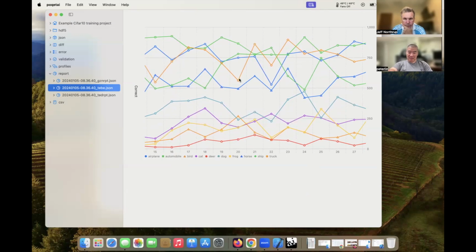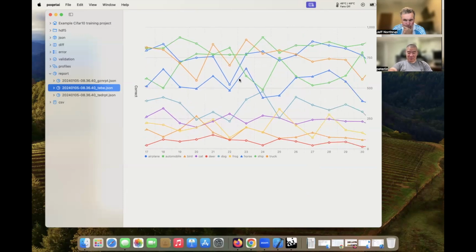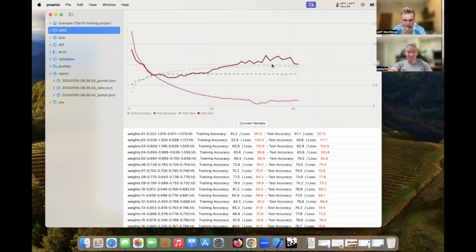And this is why standard accuracy and loss is not very useful for debugging. In fact, it hides a lot of the details, right? Because if we go back to this picture, this doesn't tell me anything useful.